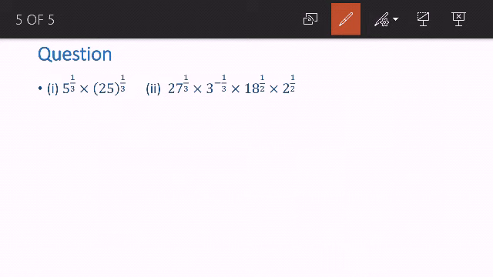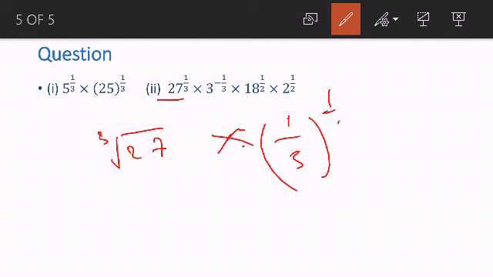Now that leads us to the next question: 27 raised to power 1 over 3 times 3 raised to power minus 1 over 3. It's the same thing here. The cube root of 27 is actually possible. Then 3 raised to power minus 1 over 3 is not possible. But since they have the same power, and this is already a cube root, we can say cube root of 27, then multiply by 3 raised to power minus 1 over 3. It can be written as 1 over 3 raised to power 1 over 3. The minus sign there means inverse.